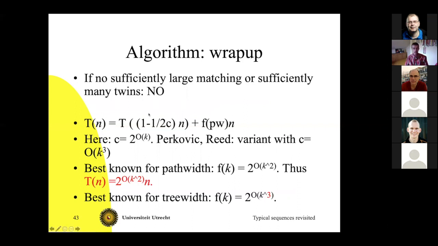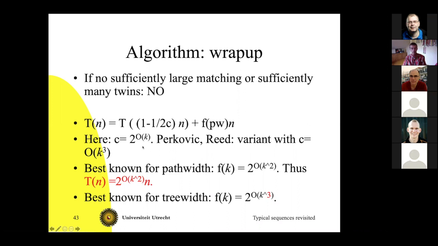Now the running time is basically: we go one single recursion with a graph which loses one divided by 2 cn vertices. So we get this running time, which is this line here. And if you look up how this goes in your first year algorithms class, then you can see that the running time is basically determined by the maximum of this value of c and the function of pathwidth of the dynamic programming.